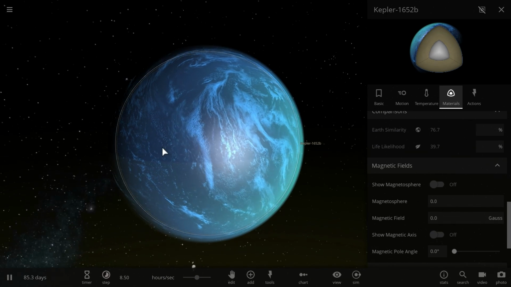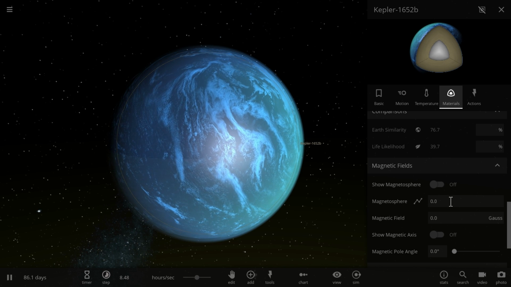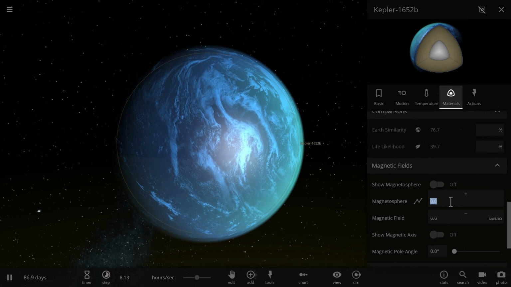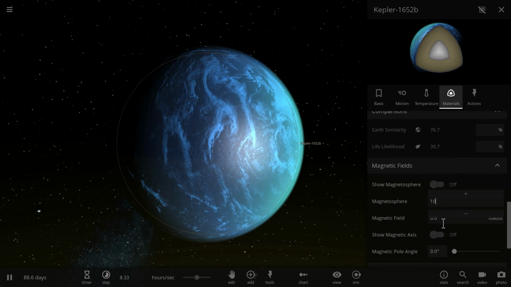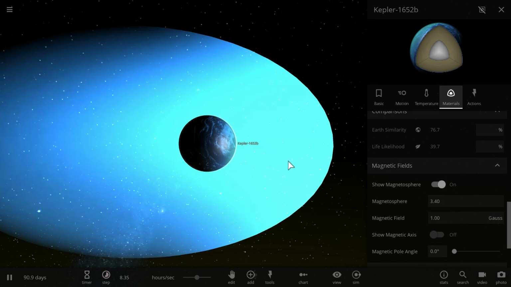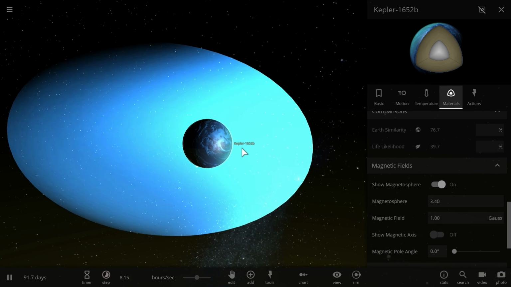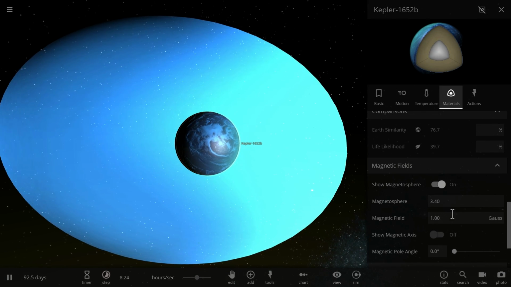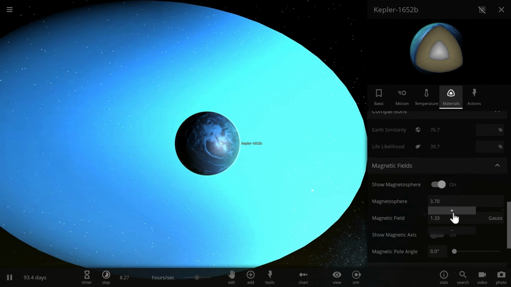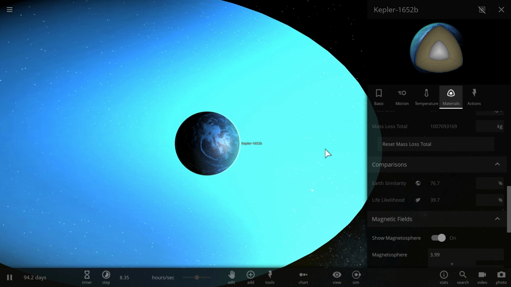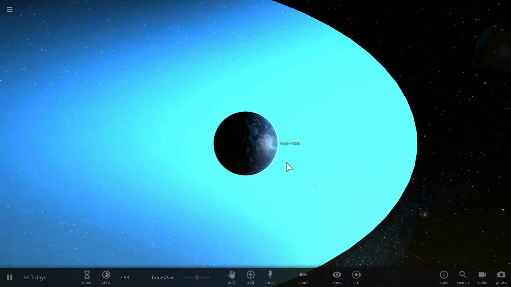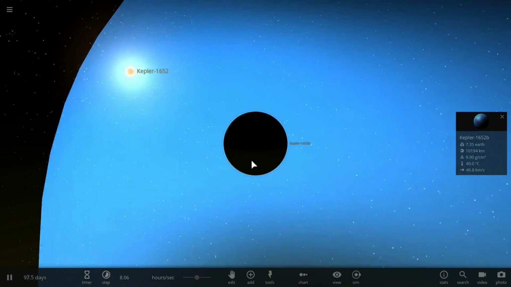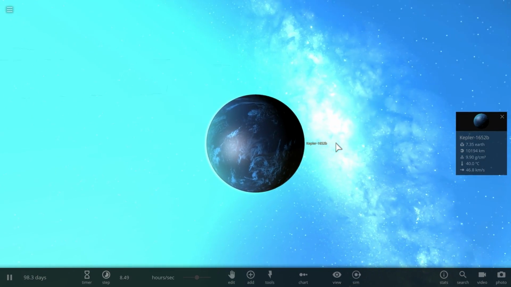Because this is such a massive and very, very dense planet, the magnetosphere here would very likely be pretty high. Maybe even a lot higher than Earth, but obviously not as high as Jupiter or even Saturn, but we would expect it to be significantly stronger than Earth. And because of this, maybe just maybe the Earth similarity will also go up, although in this case it actually didn't. And as you can see, the life likelihood here as it stands is about 39%. That's actually pretty significant.